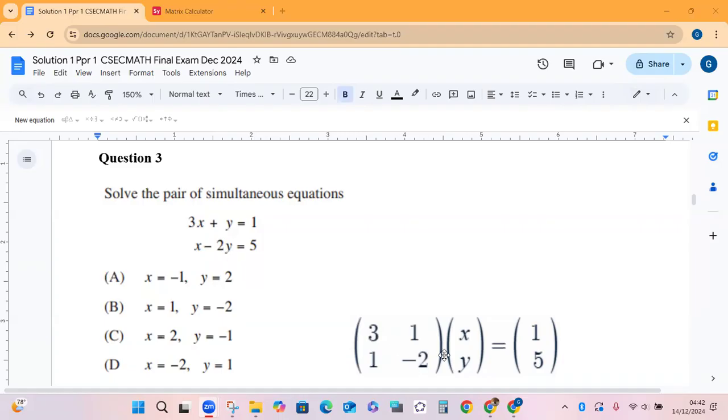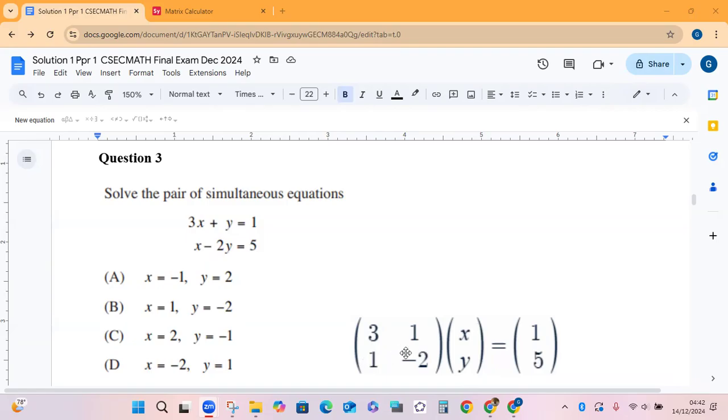Multiply by a column matrix, 2 rows and 1 column with the letters. X comes first, y comes second, from left to right. So x on top, y below, and 1 over 5, 1 above 5. As you can see, the equal sign. So you can see it's matrices, a 2 by 2, a 2 by 1, 2 by 1, and the equal sign. So you have the matrix equation.